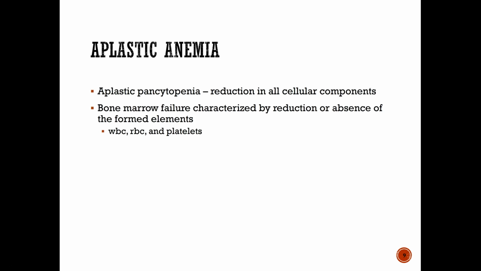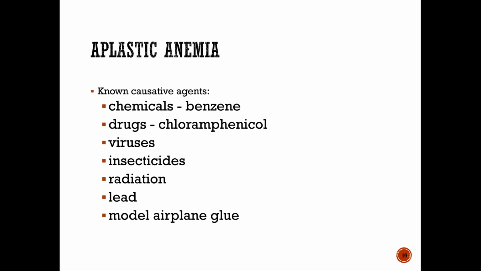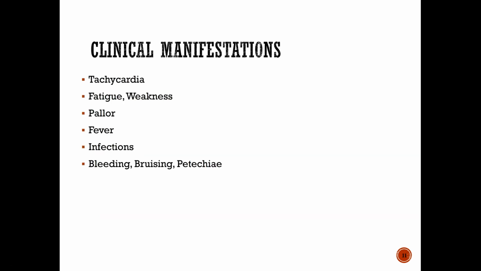And then, like I said, the bone marrow is not producing the types of cells that you need. So known causative agents: chemicals or benzene, drugs or chloramphenicol, or actually NSAIDs as well. Viruses such as hepatitis, insecticides, pesticides, radiation, lead, model airplane glue, interestingly enough. So you want to get a good history when you're interviewing the parents. Clinical manifestations include tachycardia, fatigue and weakness, pallor, fever, infections, bleeding, bruising, petechiae.